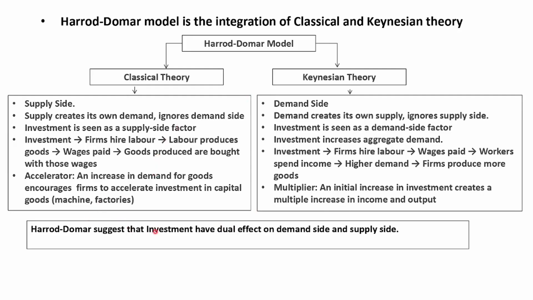So SD suggests that investment has a dual effect on the demand side and the supply side, because under the classicists, investment is seen as a supply side factor. In Keynes' view, investment is seen as a demand side factor. So the SD model, Harrod-Domar theory, integrates both concepts of classical and Keynesian theory. So after the introduction, now let's come to the assumptions.